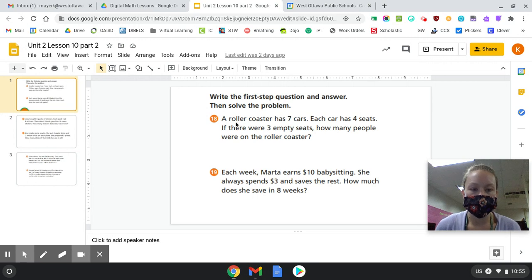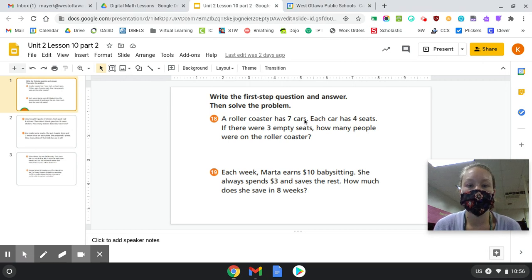So I'll read you number 18. A roller coaster has 7 cars. Each car has 4 seats. If there were 3 empty seats, how many people were on the roller coaster? So the first thing we need to think is this problem is going to be 2 steps. So what's our first step going to be? What do we need to do with these first 2 numbers? And what question is that answering?